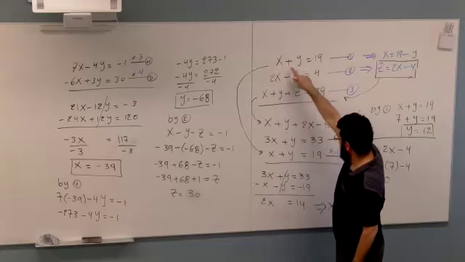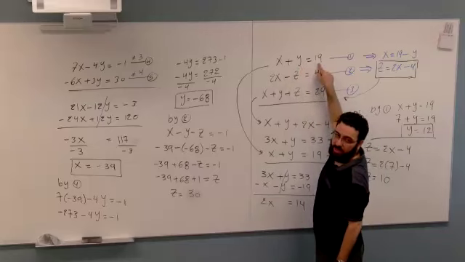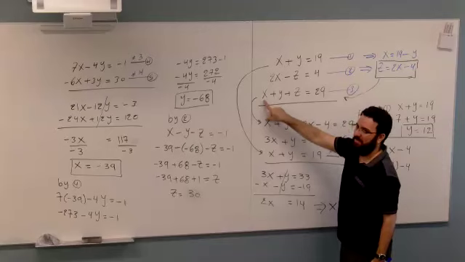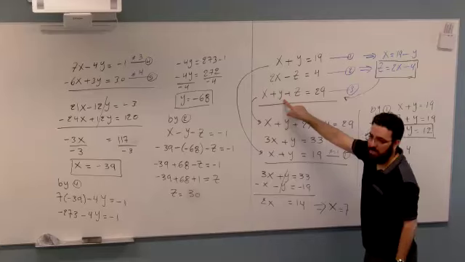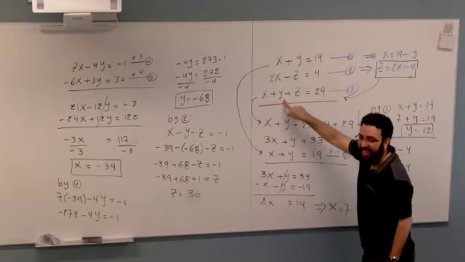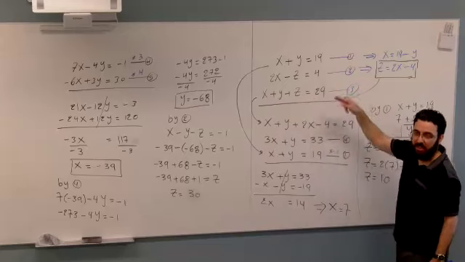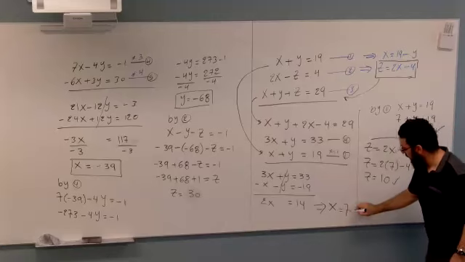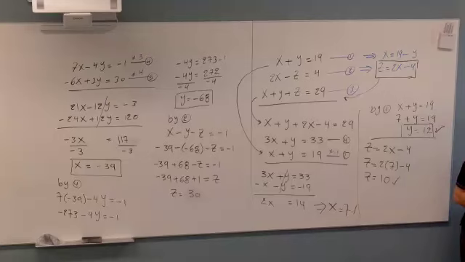Let's check the first one. 7 plus 12. 7 plus 12 equal 19. So it's right. Let's check the last one. 7. How much x? 7 plus 12. Let's check. 19 plus 10. It satisfies the 3 equations. So that's the right solution. This is the x. This is the y. Here's the z, and here's the x. You got it? Okay.